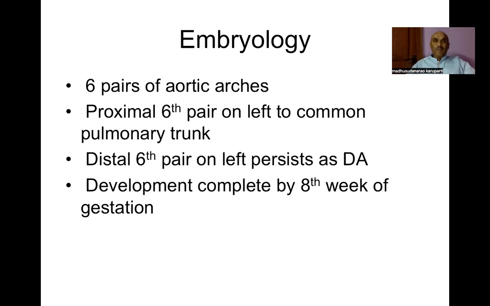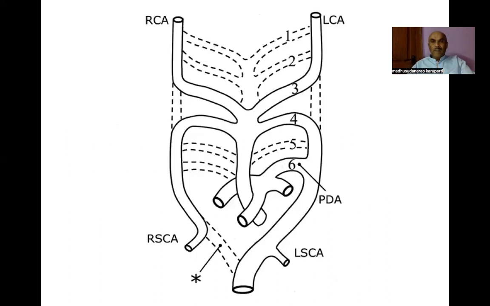It develops from the sixth aortic arch. The proximal part gives rise to the common pulmonary trunk, and the distal part of the sixth pair, on the left side, persists as the ductus arteriosus. Its development is complete by the 8th week of gestation. Okay. This picture shows the persistence of the distal part of the 6th arch as patent ductus arteriosus.